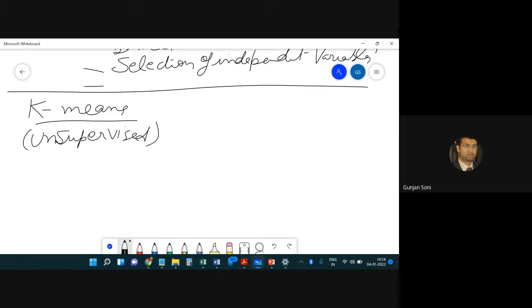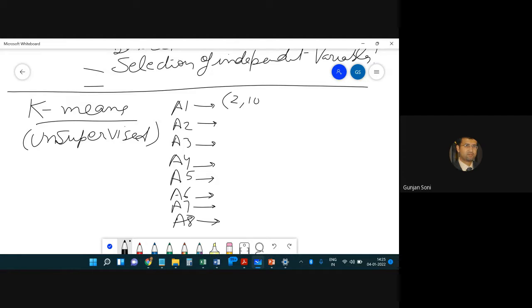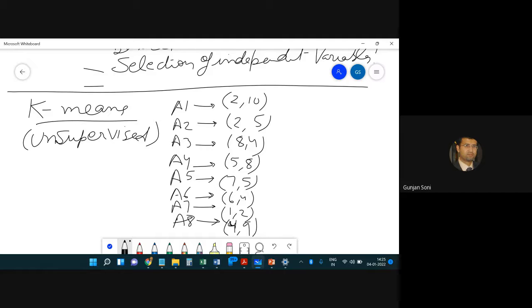So let's say we have several points, say A1, A2, A3, A4, A5, A6, A7, and A8. 8 different points are there and their coordinates are given: 2 comma 10, 2 comma 5, 8 comma 4, 5 comma 8, 7 comma 5, 6 comma 4, 1 comma 2, and 4 comma 9. Okay, so these points are there.